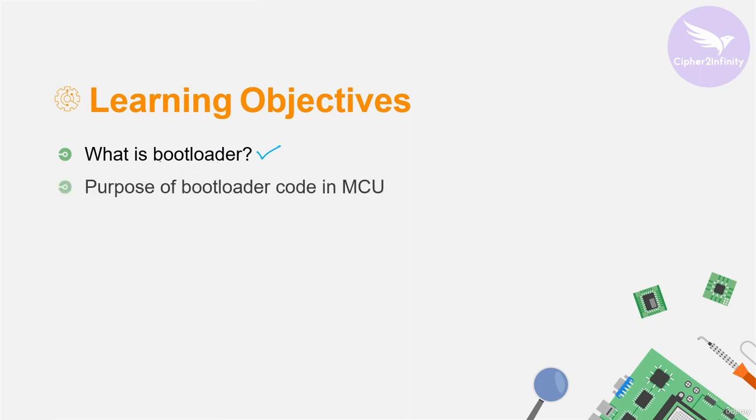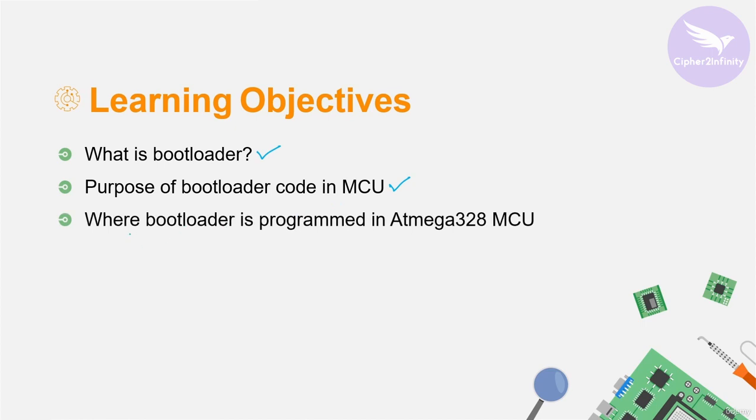Then the second point is the purpose of the bootloader in the microcontroller. We will try to understand what the purpose of the bootloader code is in the microcontroller. Then the third point is where the bootloader code is programmed in the Atmega328 microcontroller. You know that the code is programmed in the flash memory, so I will show you exactly where the bootloader code is programmed in the Atmega328 microcontroller's flash memory.